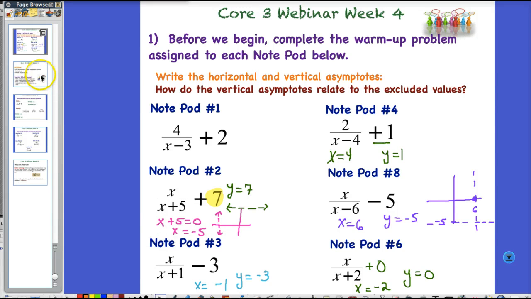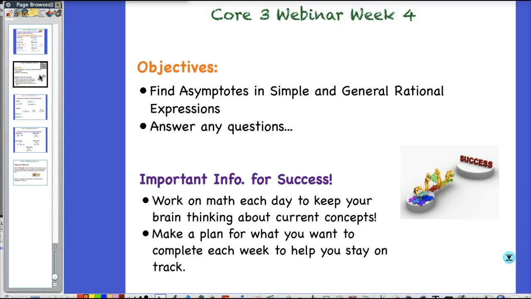Okay, all right, you guys. So our objectives then are to find asymptotes in both simple and general rational expressions. And we just did the simple rational expressions. So I wanted to show you the difference between simple and general today, and then answer any questions you guys might have. And here's our important information for success.